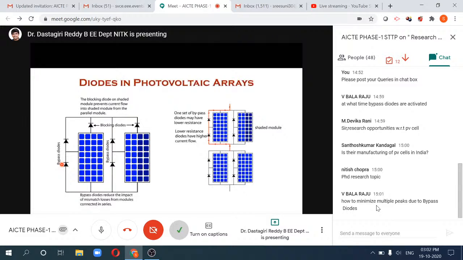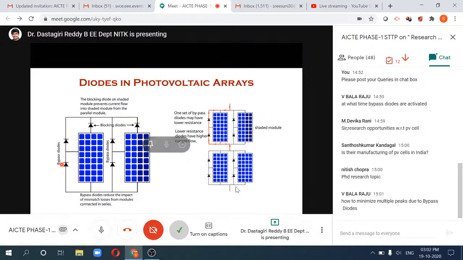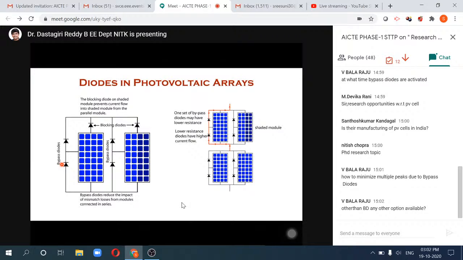Unfortunately, I may not have the results of the multiple peaks. We simulated when a bird flies, or a cloud passes over one portion of the PV panel, and we got quite interesting multiple peaks. With blocking diodes or without blocking diodes, there will be multiple peaks. You have to accept that. There is no way you can get rid of these peaks. If you want to avoid them, you may eventually damage the PV panel.